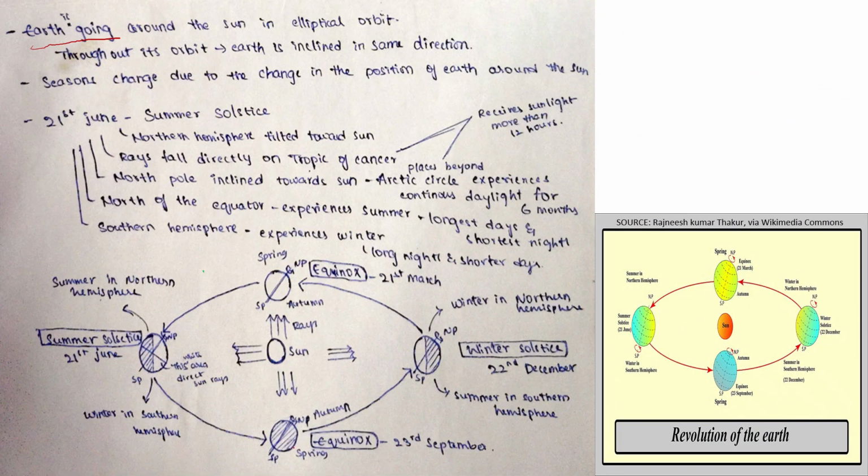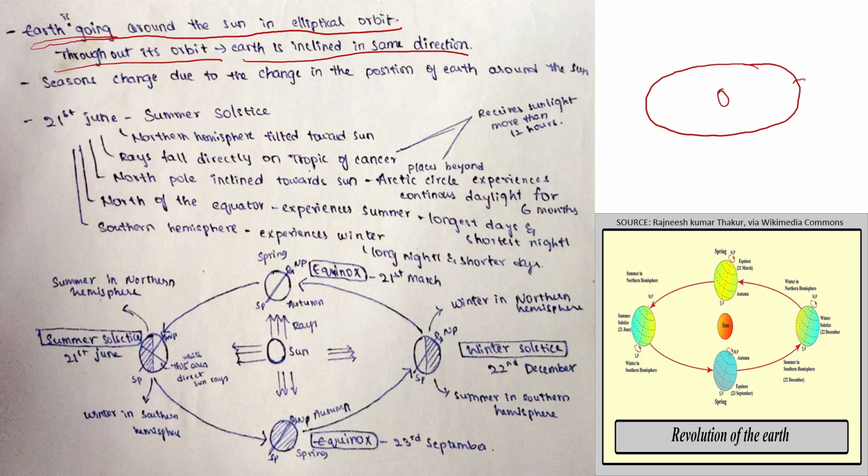So here, Earth is going around the sun in an elliptical orbit, and throughout its orbit, Earth is inclined in the same direction. As we have discussed earlier, if this is the sun and if this is the elliptical orbit of the Earth, and this is the Earth and this is the axis of the Earth, it means the Earth is inclined towards the same side throughout the revolution. So if the Earth's axis is inclined towards this side, in every position of the Earth, it is inclined towards the same direction. It means if the Earth is in this position, the sun rays are maximum on this side of the axis.